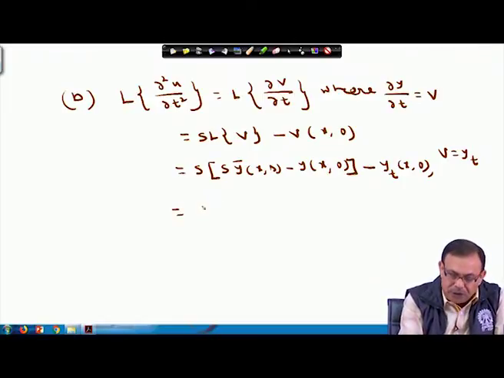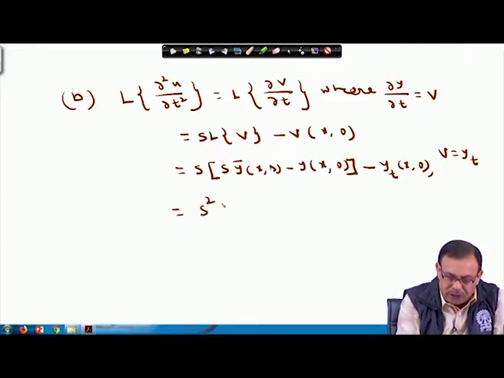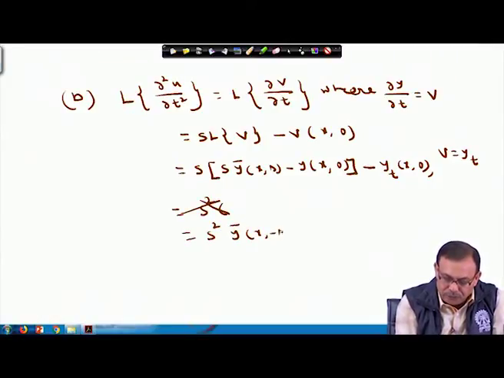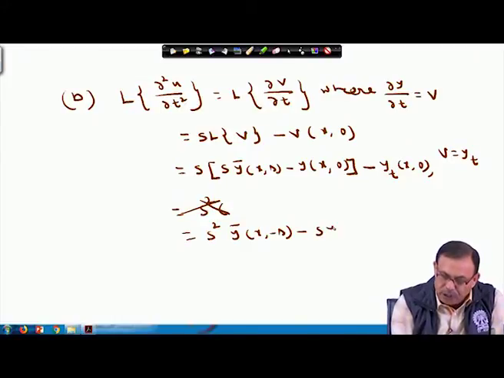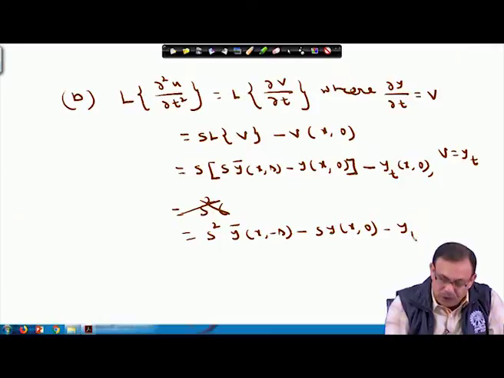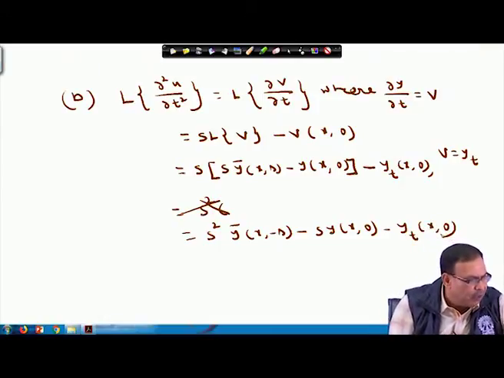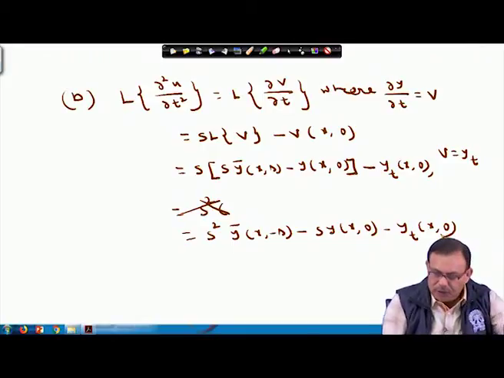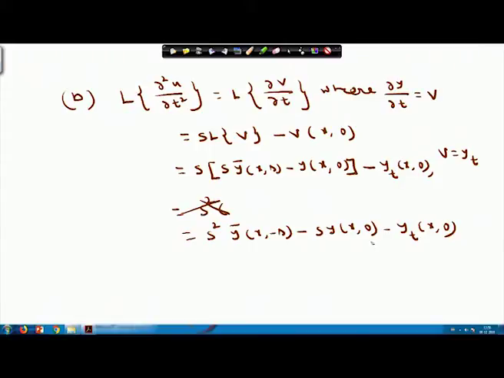So, this equals s square into y bar x s, sorry, this will be s square into y bar x s minus s y x 0 minus y t of x 0. So, this completes the proof of the second part, that is s square into y bar x s minus s y x 0 minus y t x 0.